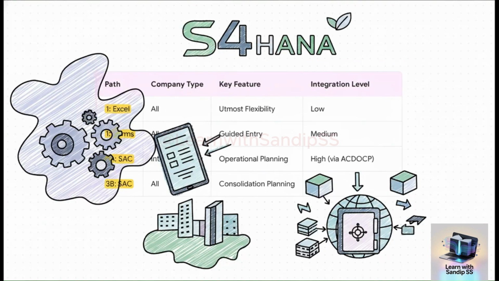If you need maximum flexibility and you're dealing with both integrated and non-integrated companies, Excel is your go-to, but you're getting low integration. If you want more structure, forms work for everyone, giving you a medium level of integration. Now, if you're doing deep operational planning just for your integrated companies, SAC Scenario 3A is your high integration choice. But if your main goal is pure consolidation planning across all your company types, SAC Scenario 3B gives you that high integration directly where you need it most.